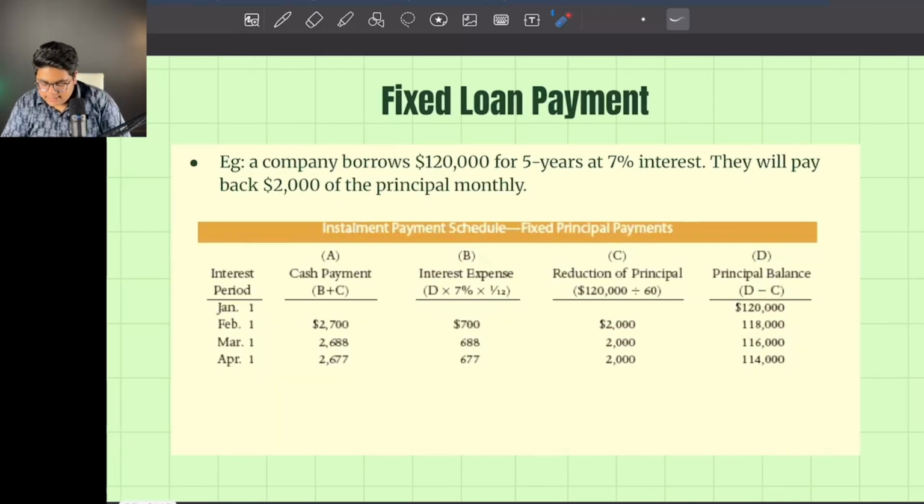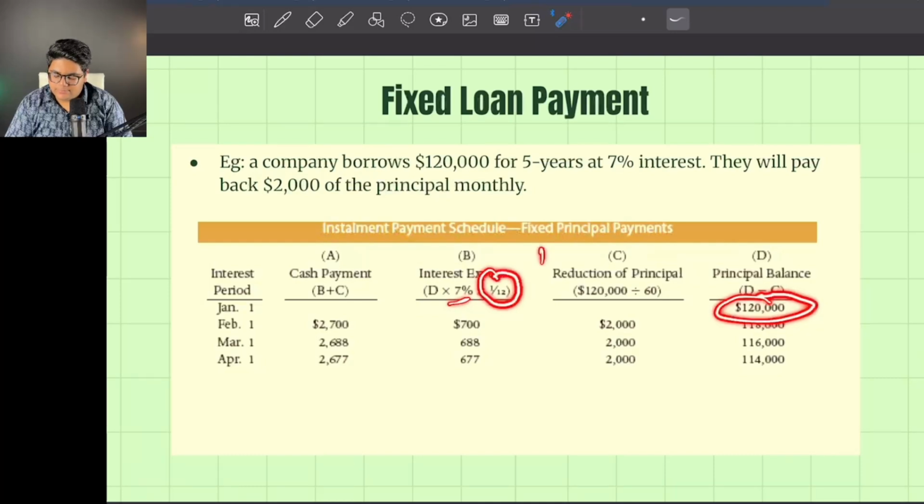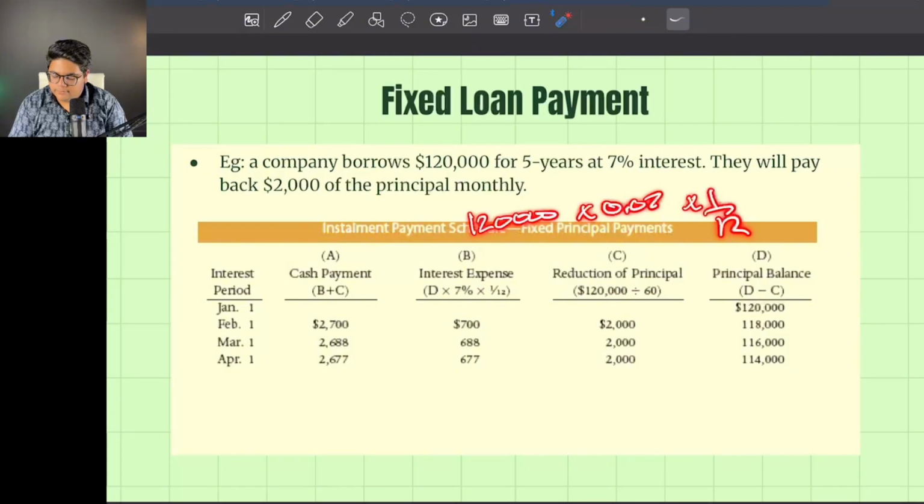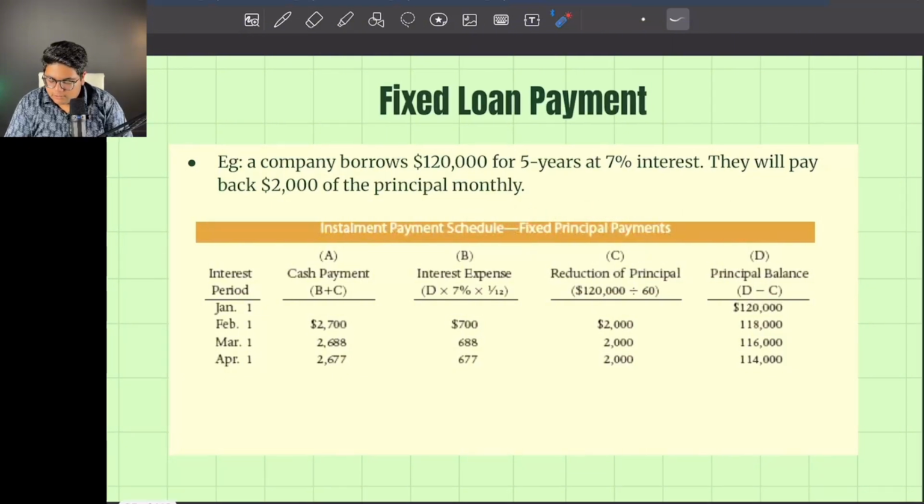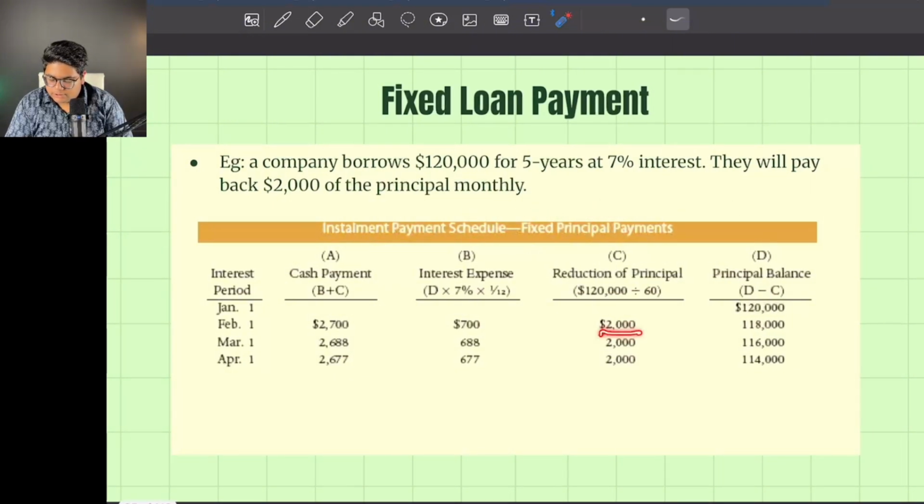And this interest that is calculated is you take 7% of this amount of 120K. And again, this is for 1 month out of the 12 months. So you times it by 1 over 12. This amount, 700, is 120K times 0.07 times 1 over 12. Cool? So you are already paying 2K for your reduction of principal. Now you got to pay 700 for your interest expense. You add these two up, you get 2,700. That's awesome.